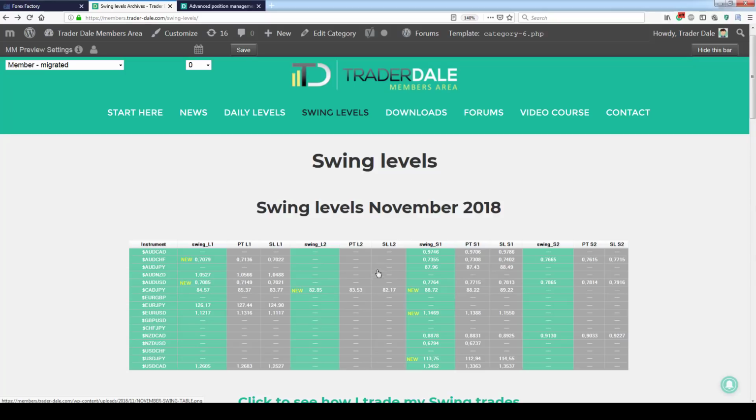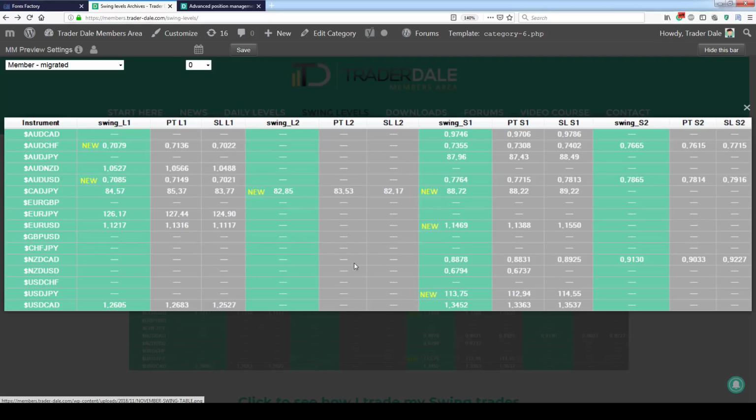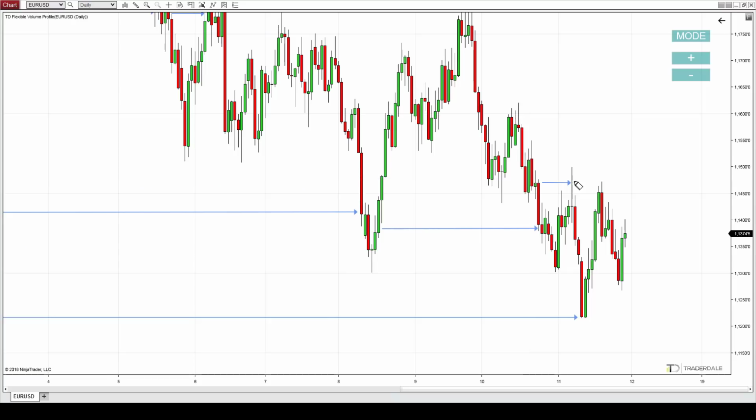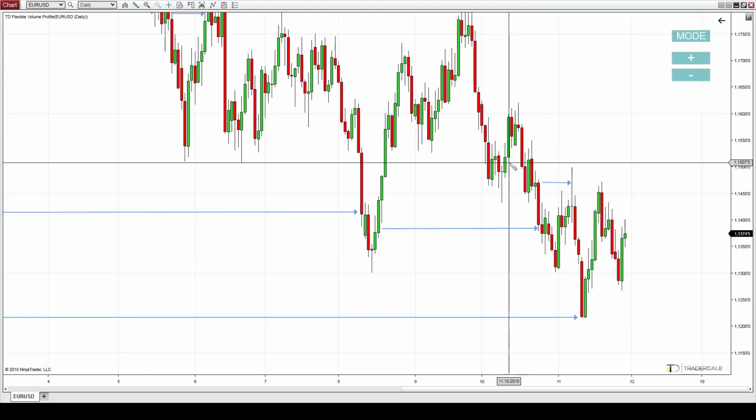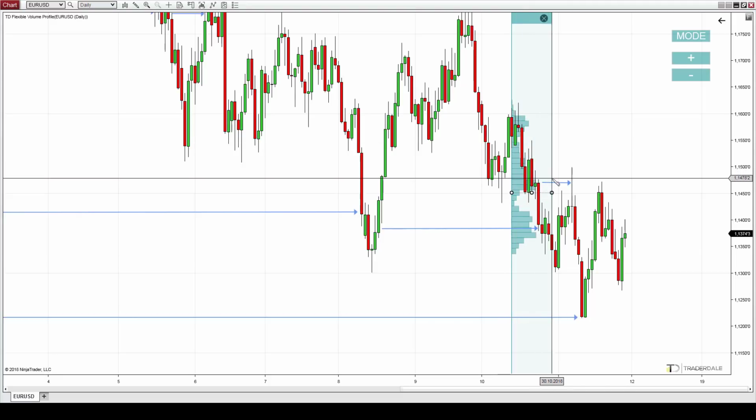Today is the 29th of November 2018, so those are the newest levels. And there was one new level on the euro at 1.1469. This is profit target, this is stop loss. So let's have a look at the charts, how it went. So this is the short level, 1469. Let me show you the reasoning real quick.